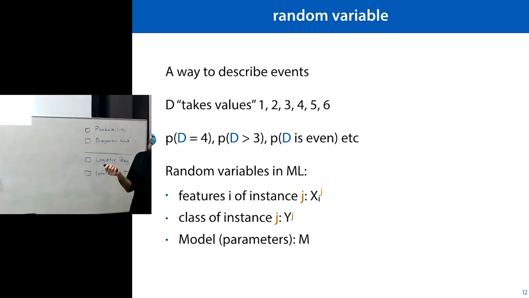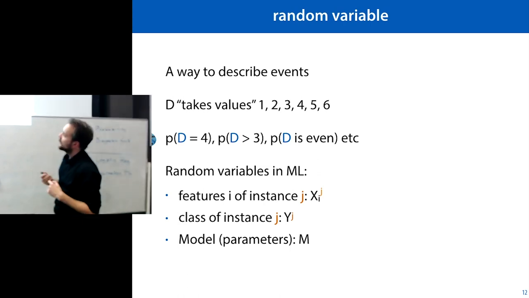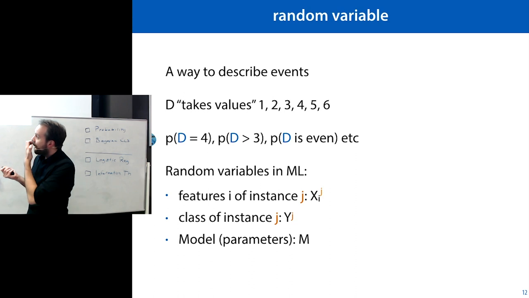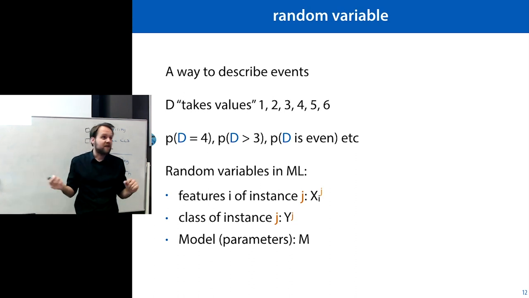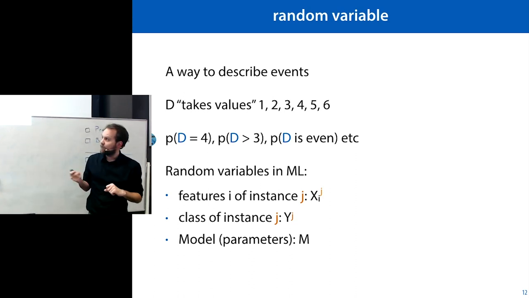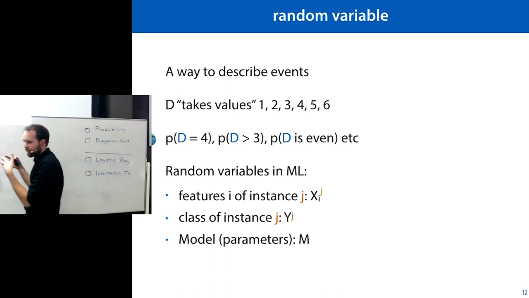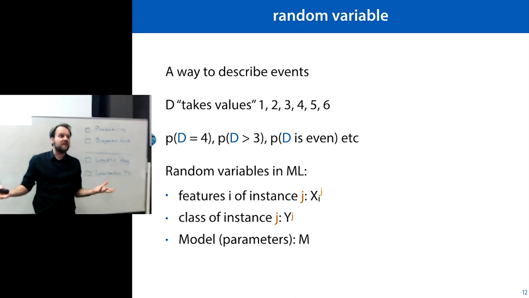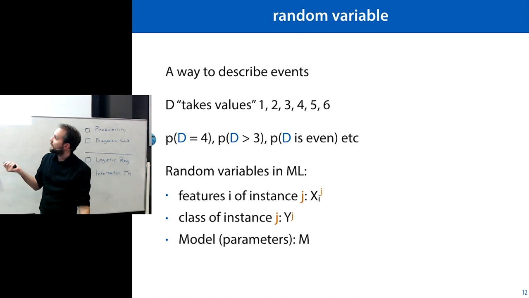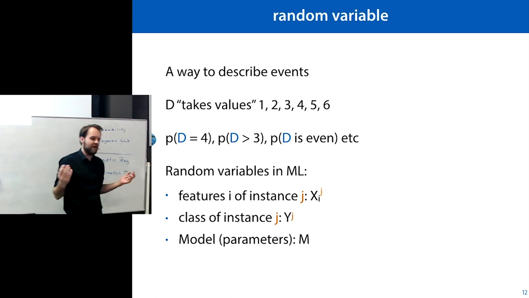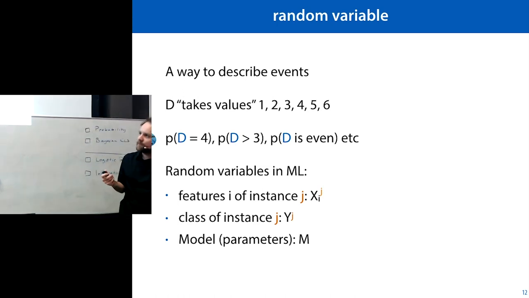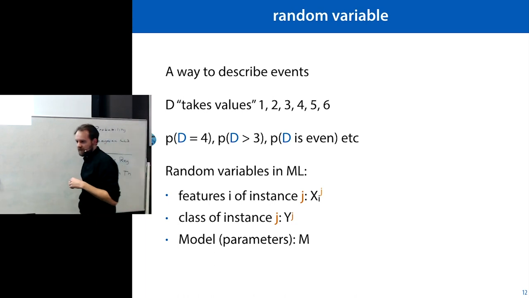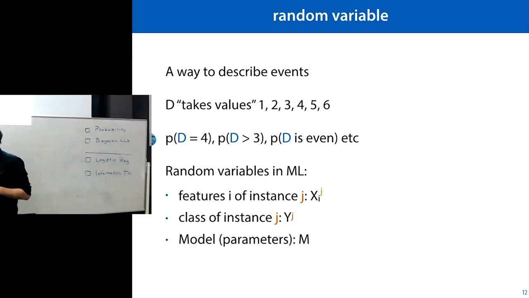The class, of course, is also a random variable, a categorical one in this case. And in some cases, even the model parameters can be expressed as a random variable. This is a particularly Bayesian way of doing things, because you have an uncertainty about what the model parameters should be given the data. So you can represent that uncertainty as a probability, and then your model parameters become a random variable. In frequentist settings, this is sort of not done. So that's a random variable.